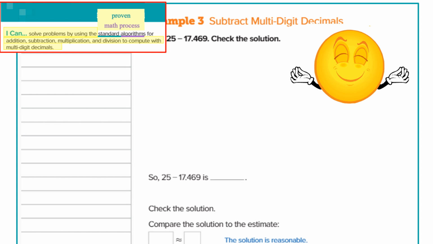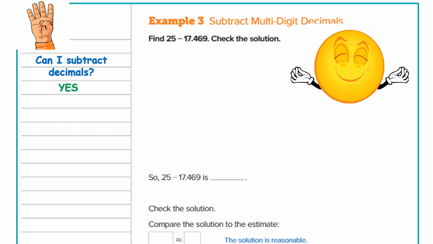We're going to still follow the same standard algorithm. We're going to follow the same proven math process. We're going to ask ourselves, can I subtract when I have at least 1 decimal? And that answer is still yes. So I need to, for step 1, line up my decimals. And then you're like, but there isn't a decimal on the 25.